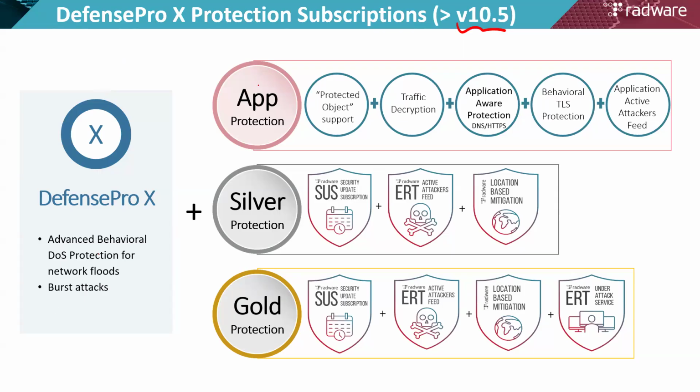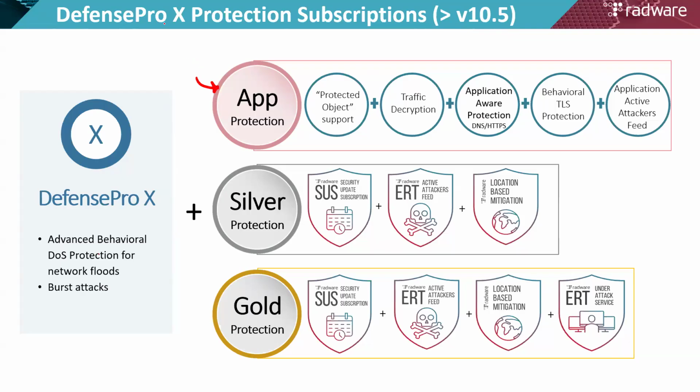So if you have to protect DNS servers, you need to have the app protection, because now DNS has been moved to the app protection subscription. Along with the base license, you will now need the application protection subscription. These are the subscription models: you can subscribe to either app protection, silver protection, or gold protection based on the requirements.